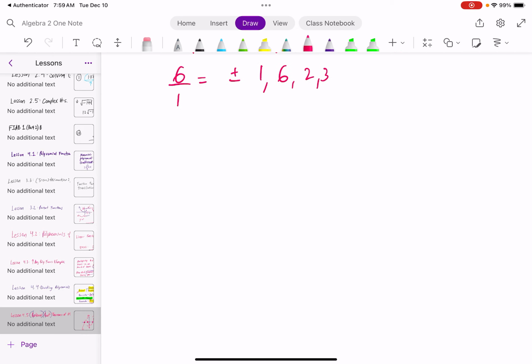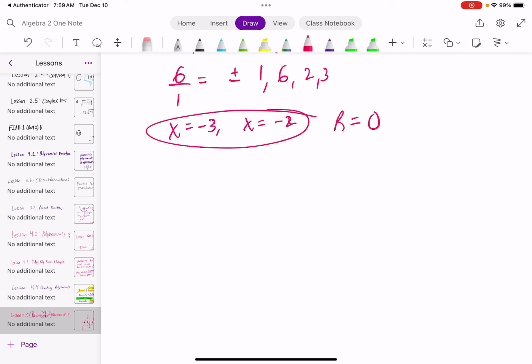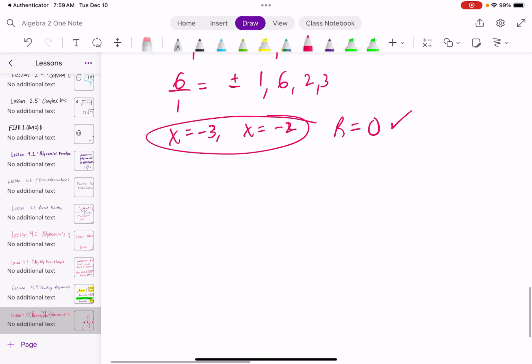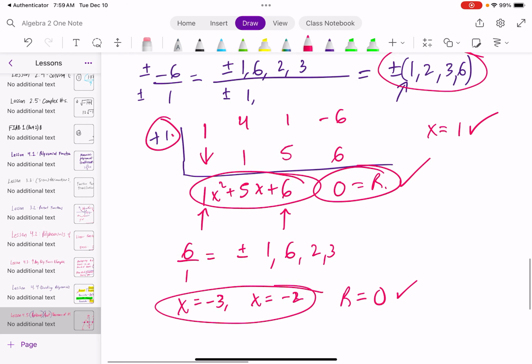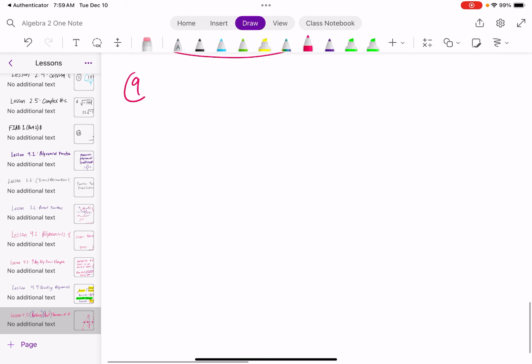Now, I'm going to give it to you, okay? The next ones are x is -3 and x is -2. So for these two values, the remainder is 0. You just got to keep testing it out until you get the remainder 0 for one of them.